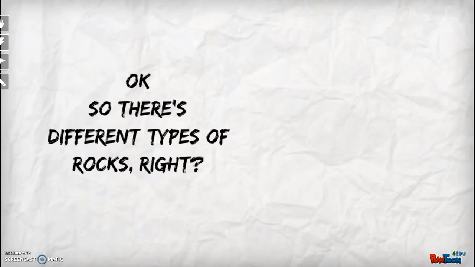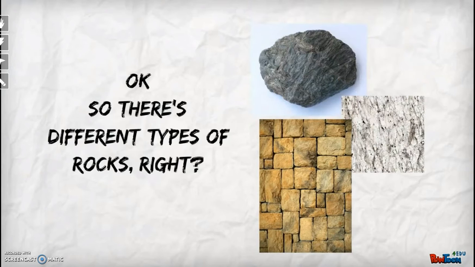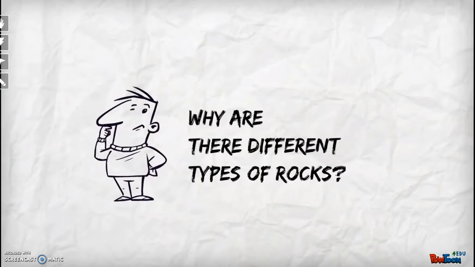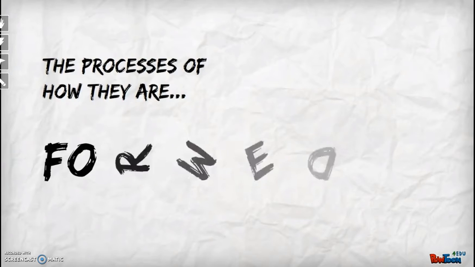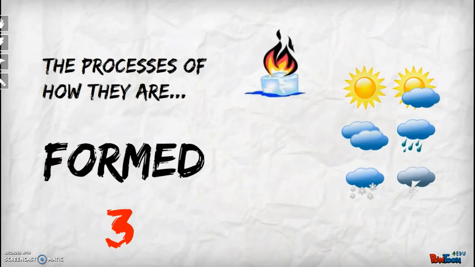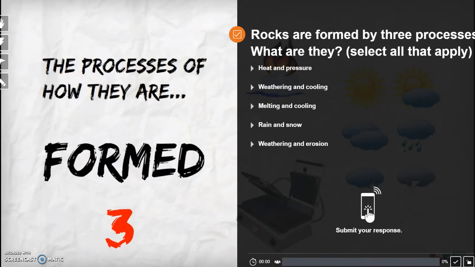So there's many different types of rocks, right? There are some that may be familiar to us, and others not so familiar. Which begs the question, why are there different types of rocks? Well, it has to do with the processes of how they are formed. And there's three main processes. There's melting and cooling, weather and erosion, and there's also heat and pressure.